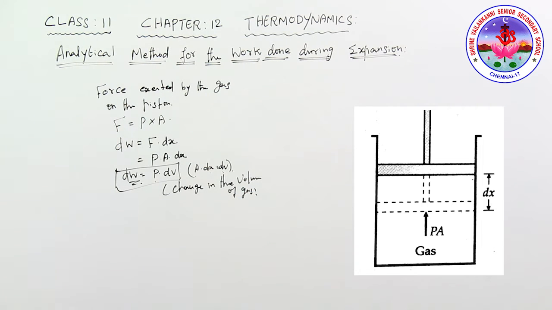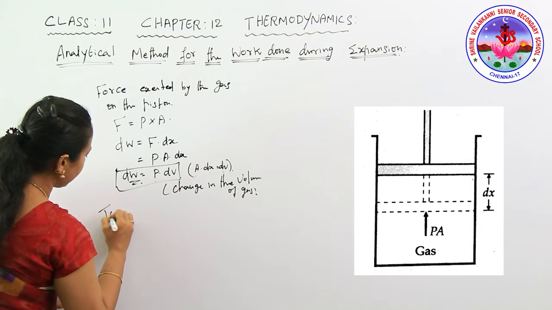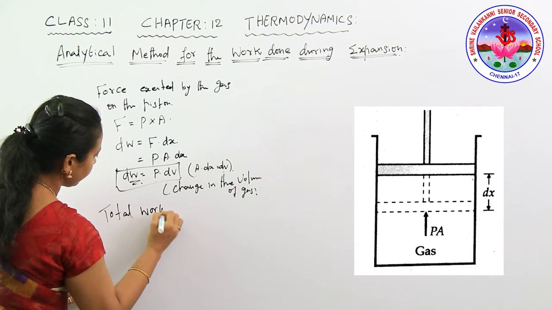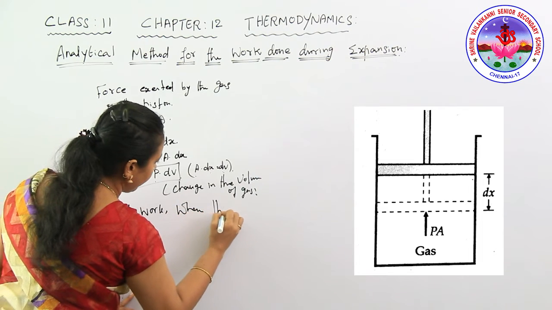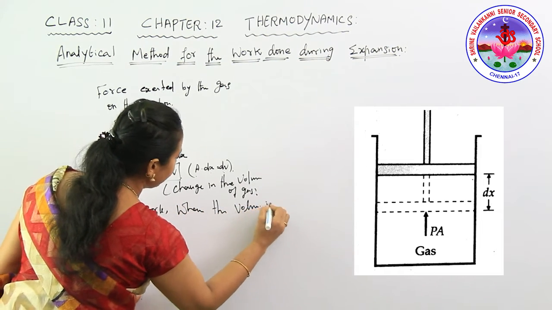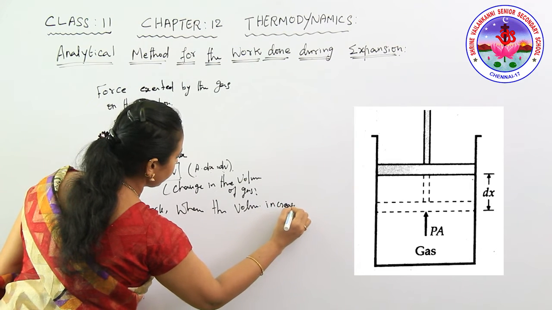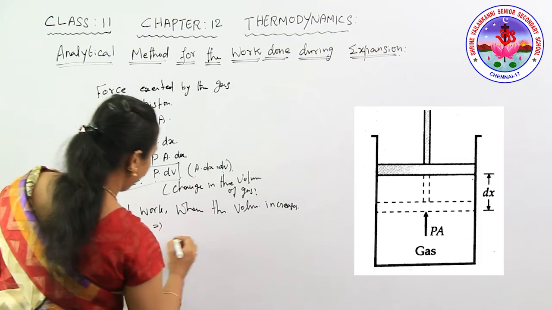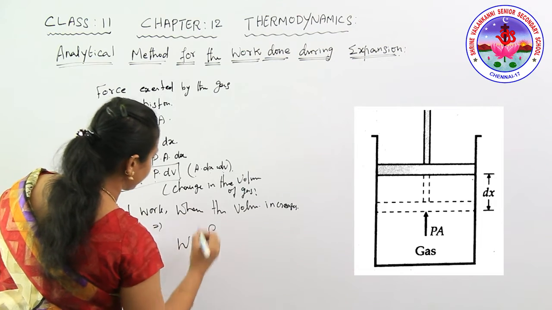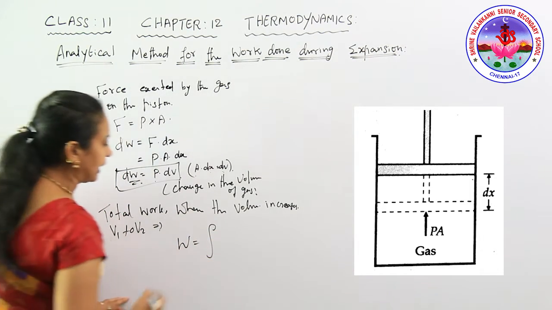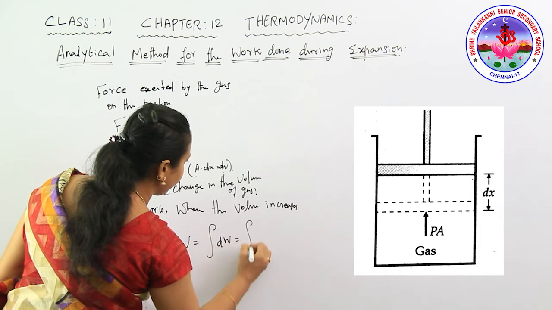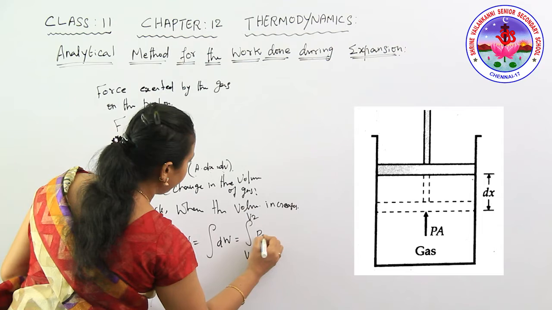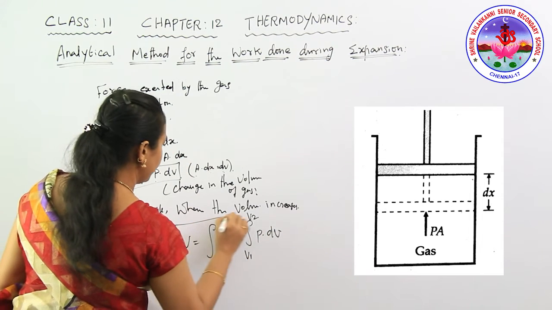Right. Now, you need to know about the total work done by the gas when the volume increases. So the total work when the volume increases from V1 to V2, then W is equal to integration. For the total work done, you have to integrate it. The integration of dW is equal to the integral from V1 to V2 of P into dV. Got it children?